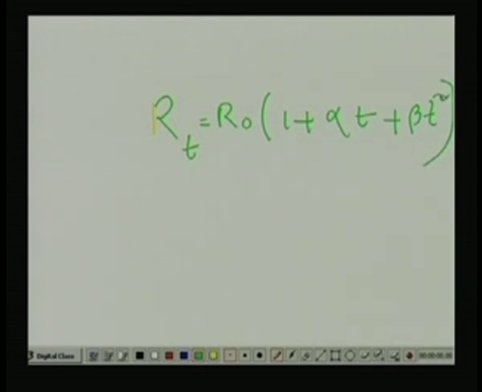Let me take a blank page. So, if I take, for most practical purposes, R_t equal to R naught into 1 plus alpha t plus beta t square, that will suffice. This is t square, please note. This will suffice, right.